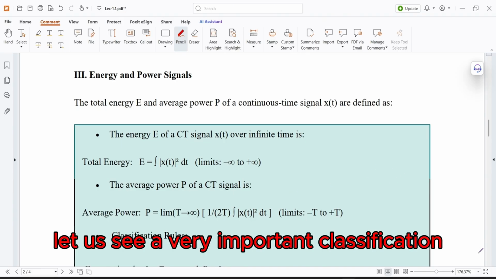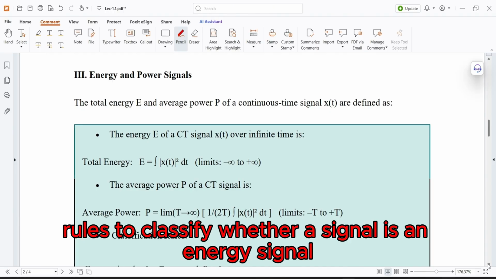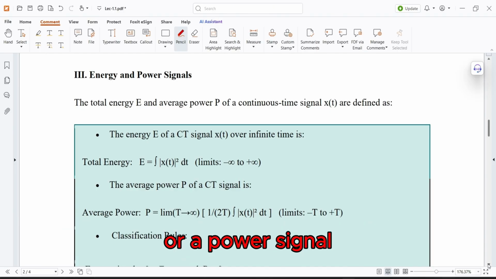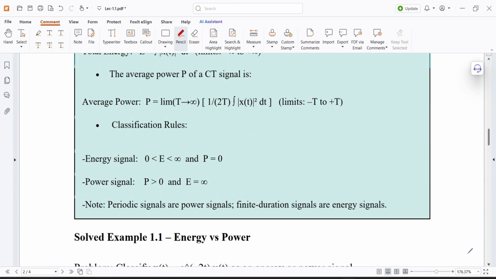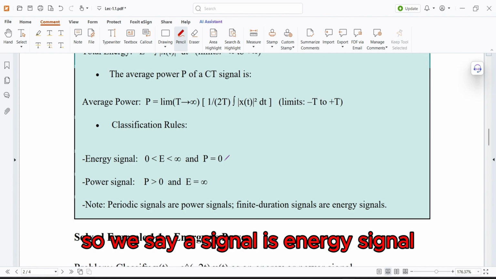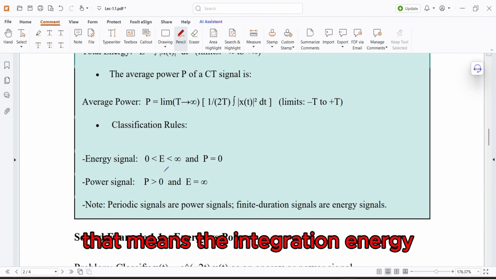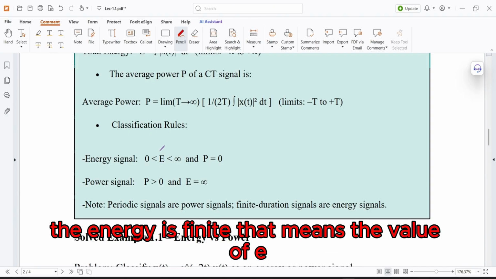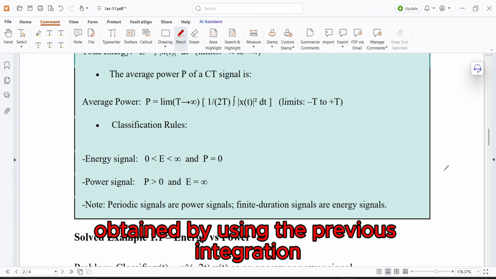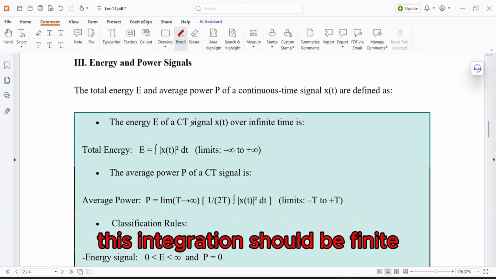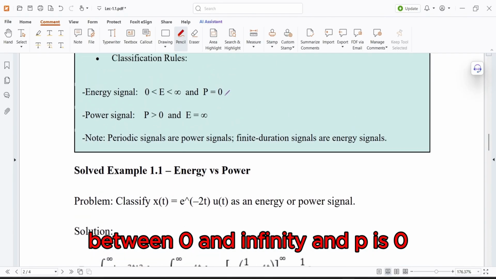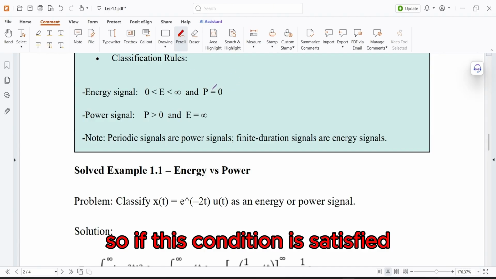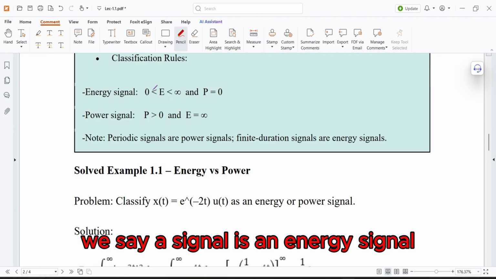Let us see the very important rules to classify whether a signal is an energy signal or a power signal after applying it to this integration. We say a signal is an energy signal if this condition is satisfied. That means the energy is finite. The value of E obtained by using the previous integration should be finite, between 0 and infinity. And power is 0. So if this condition is satisfied, we say a signal is an energy signal.